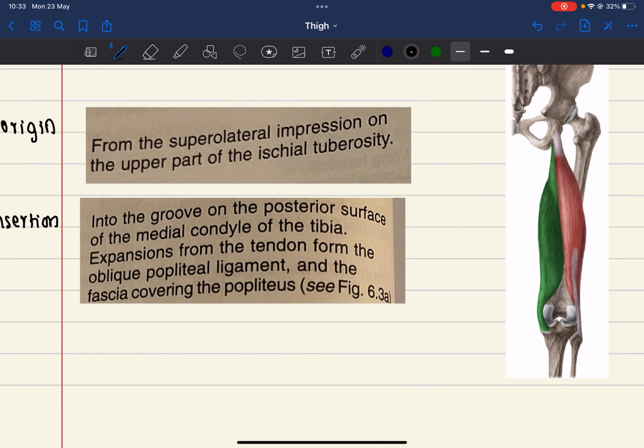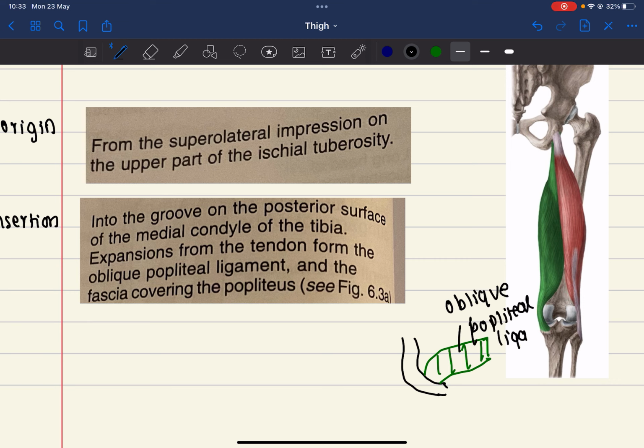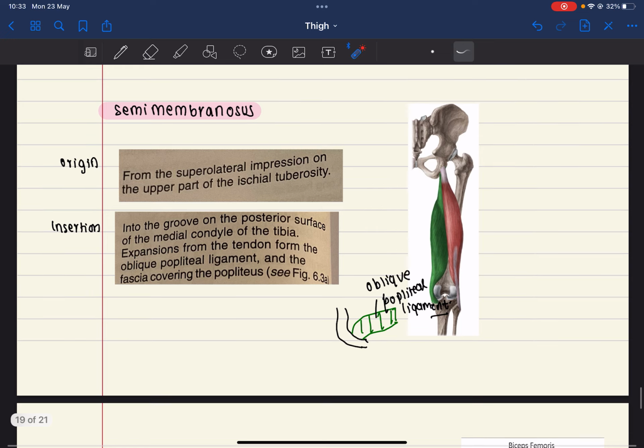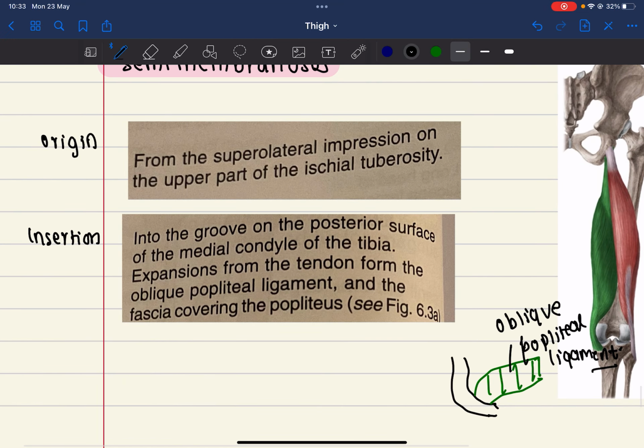र semimembranosus muscle को एउटा कुरा, if this is the semimembranosus muscle, यसको यहाँबाट एउटा ligament के भएको हुन्छ, arise भएको हुन्छ. This ligament it is called the oblique popliteal ligament. So हाम्रो semimembranosus muscle को origin ischial tuberosity र insertion in the posterior surface of the medial condyle of the tibia अनि यसको expansion from the tendon it forms the oblique popliteal ligament. This was about the semimembranosus र यसको nerve supply भइसक्यो.